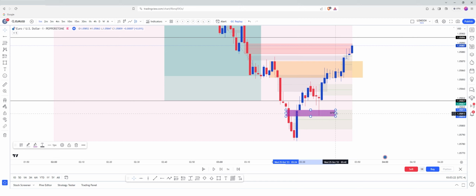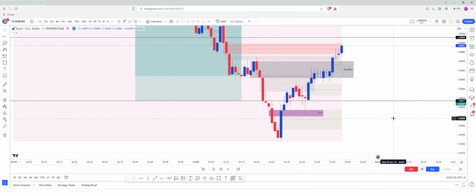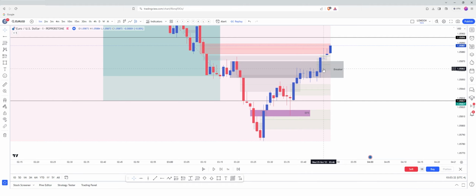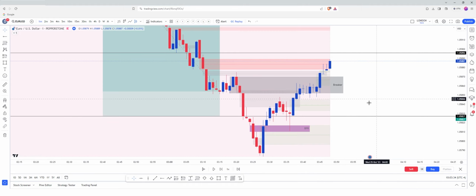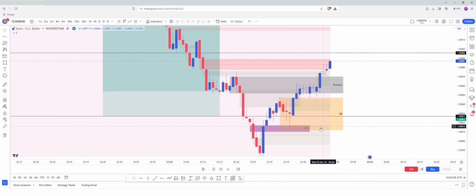Again, that's not the entry that I'm looking for. That's not my model. What I'm looking for is a breaker block, which is what we've got here now, with a bullish fair value gap inefficiency inside it, which is just there. So this is our unicorn entry. We've got an order block below us. So this is stacking up the confluences for the long and understanding where my stop loss placement is going to be. And we've got an inversion fair value gap here.